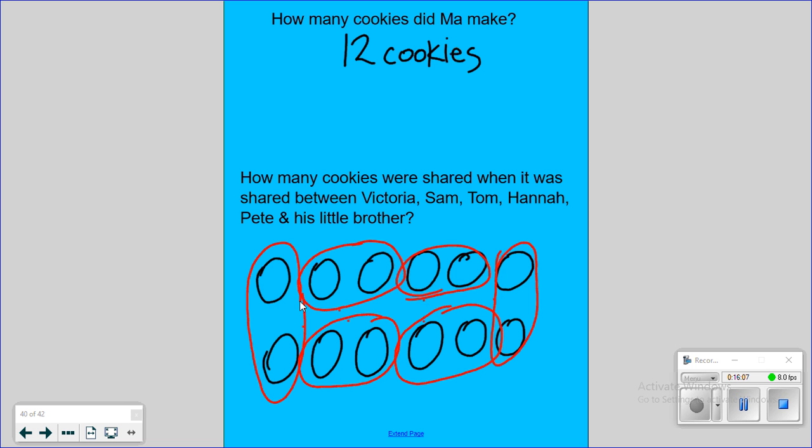And Gwen had all the same number in each group. Let's make our equation. How many people, how many cookies did I start with? What was my total? What was my whole? Elena, what was my whole? 12.